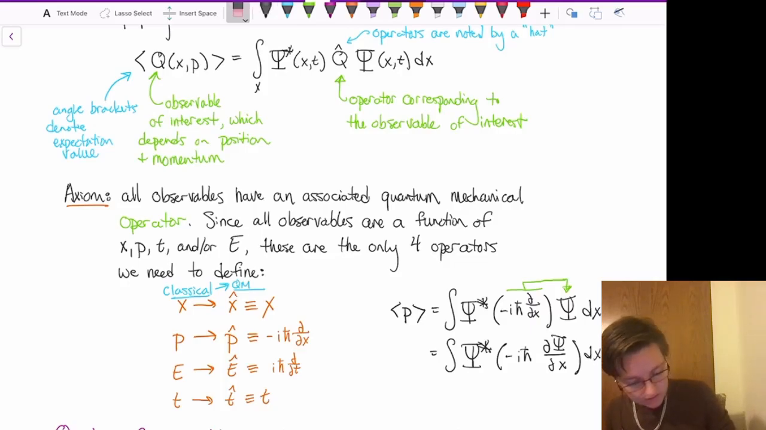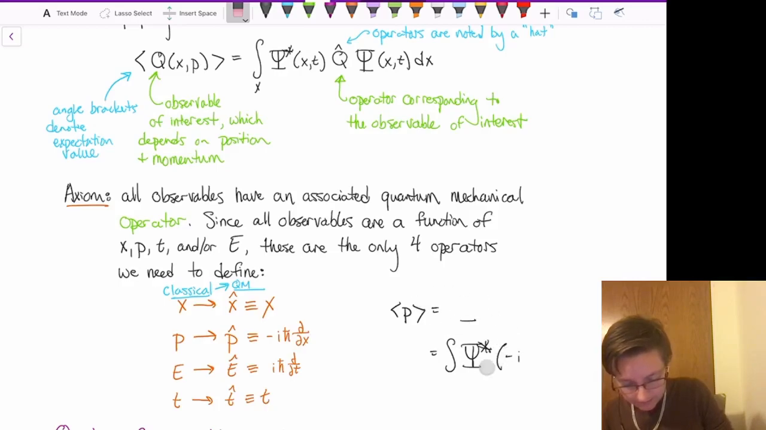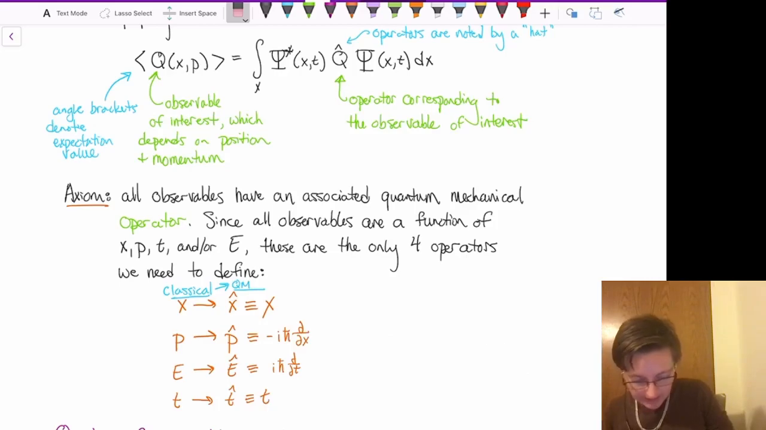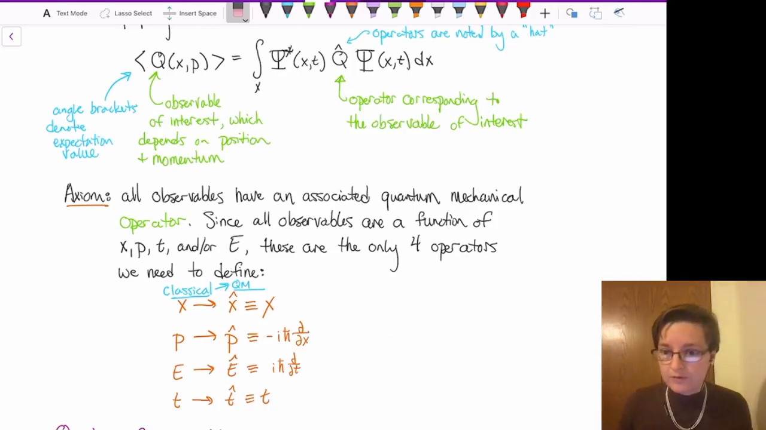All right, so we have two more operators that we're going to deal with in quantum mechanics. One of those operators is energy. Energy, kind of like momentum, also involves a derivative. So the energy operator is i h bar d by dt. And then we also have a time operator, which, like x, is very boring. The time operator is just time itself.